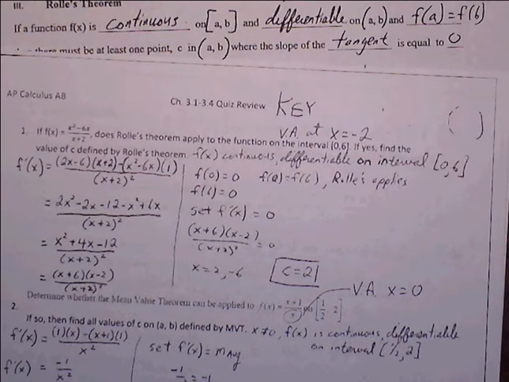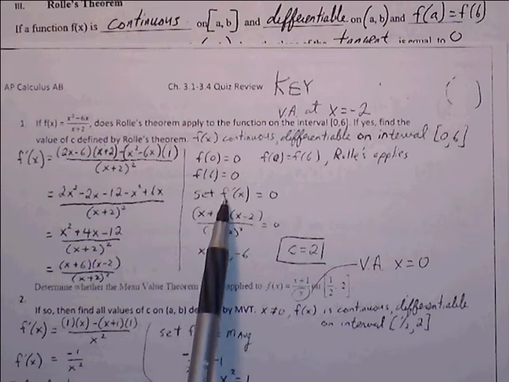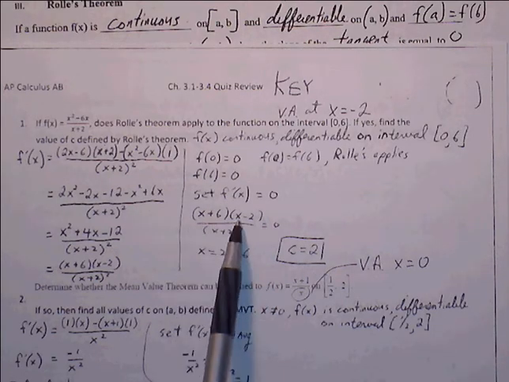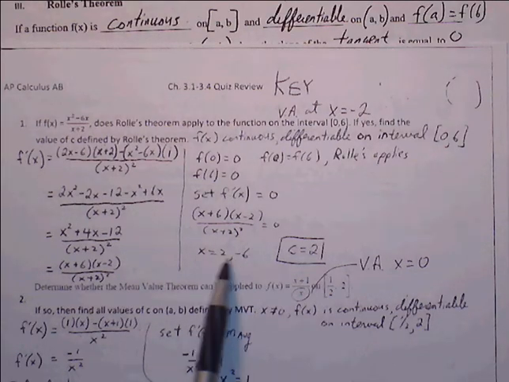The denominator is going to be negligible. So if we set the numerator of the derivative equal to 0, we get (x + 6)(x - 2) = 0. So x equals negative 6 and x equals 2. So these are points on the graph where the slope is 0.